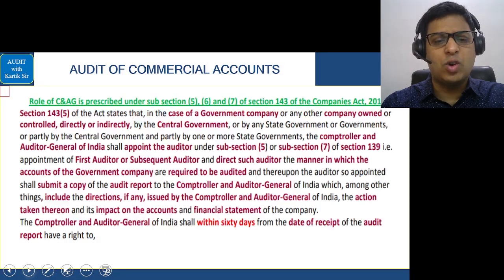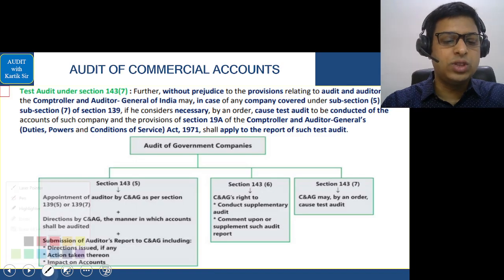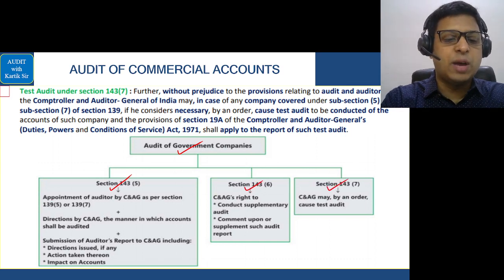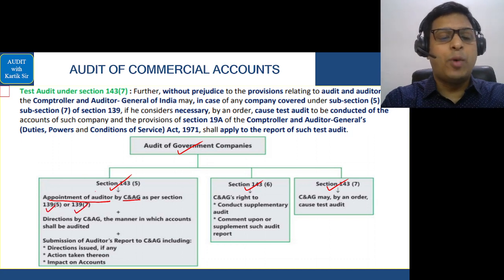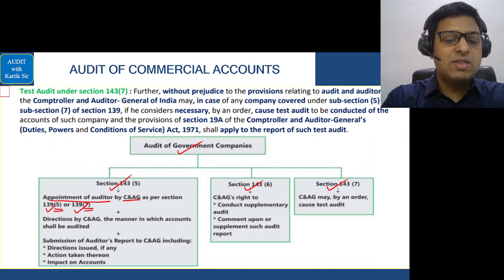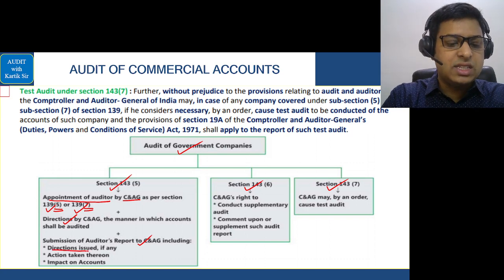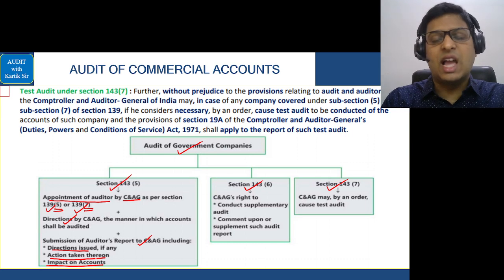There is a small part which I want you all to have a look at, and that is in relation to audit of government companies, divided into 143.5, 143.6, and 143.7. 143.5 is appointment of auditor by CAG, that is 139 subsections 5 and 7, that is appointment of subsequent auditor in the case of government companies, and appointment of first auditor of the government companies. CAG will give them directions, and finally he will submit the report to CAG. The CAG can give directions and action that is required to be taken thereon, and the impact on the accounts that it creates, that the CAG has to look into.